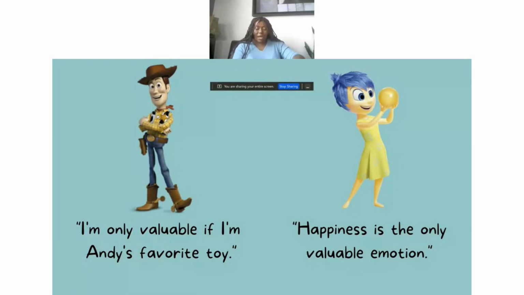So then there's Joy from Inside Out, which is another great story. And she believes happiness is the only valuable emotion. So she ends up treating sadness in the story really poorly for most of the movie because she doesn't believe sadness is valuable. She believes all it does is bring people down and make people sad. And there's no use for that. And so that's why she does her selfish actions throughout the story and ends up pretty much messing everything up.